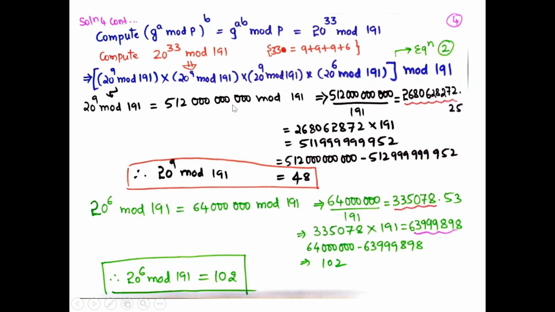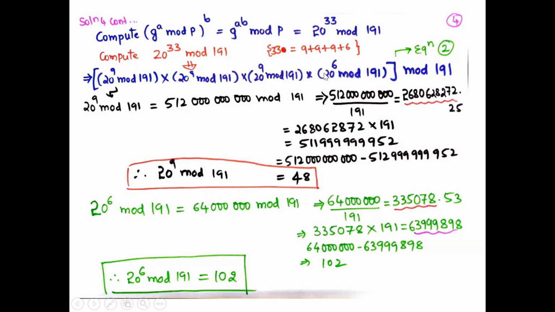You subtract the given number by the modulus number, so you will get this number. Take out only the decimal part, and the decimal part has to be multiplied with the modulus value. You will get one value. This value has to be subtracted from 512,000,000,000,000. If you subtract this, you will get the answer as 48. Now we got the value of 20 raised to 9 mod 191.